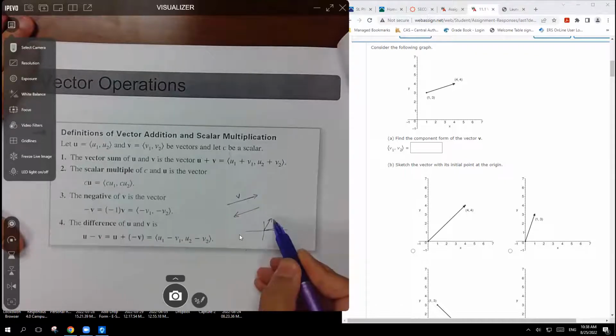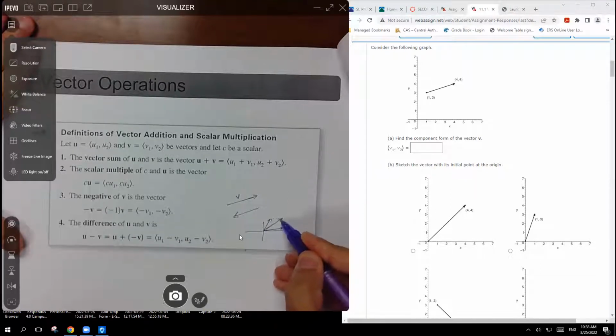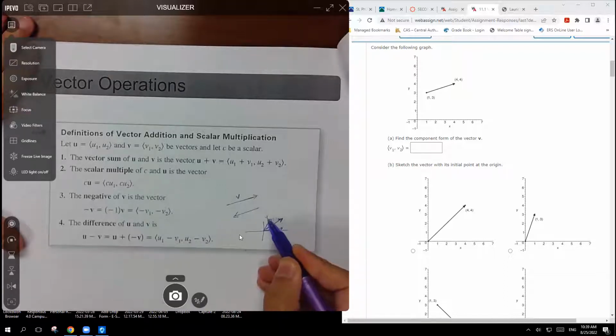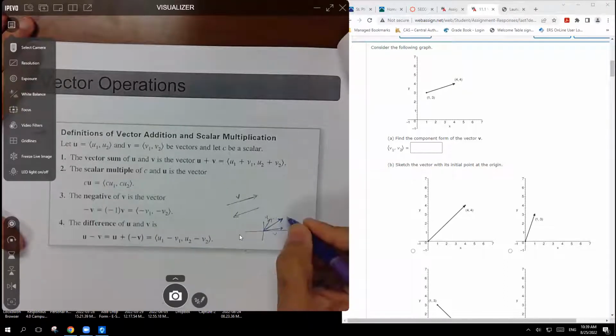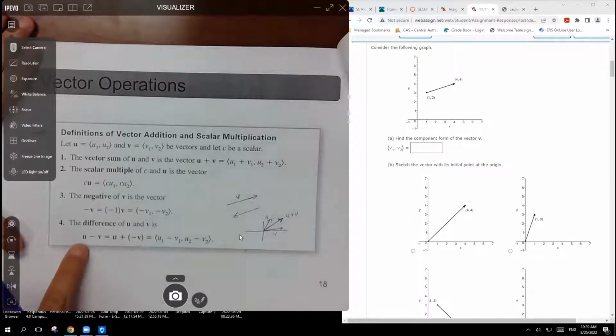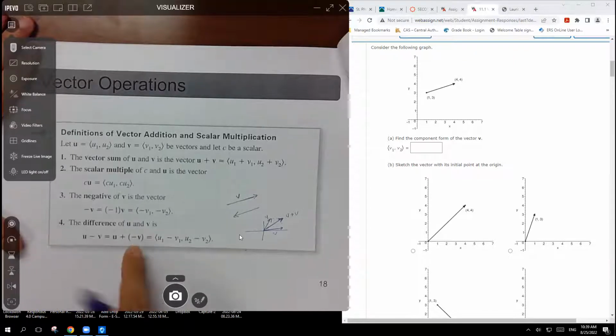The sum of U and V is going to be the result between U and V. This is U and this is V. This one is going to be U and V. But the difference is going to be the sum with the different direction for this vector. So this vector is going to be flipped to the other direction.